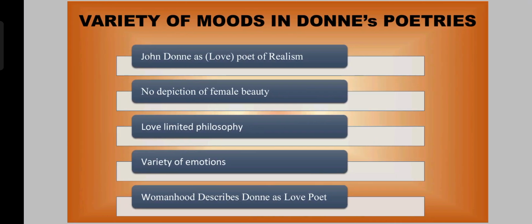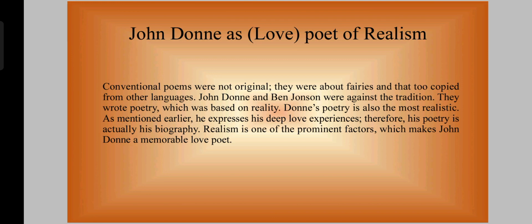Next, we will study the variety of moods in Donne's poetry. So one by one we will cover all these points. First is John Donne as love poet of realism. Conventional poems were not original. They were about fairies and too copied from the languages. John Donne and Ben Jonson were against the tradition. They wrote poetry which was based on reality.